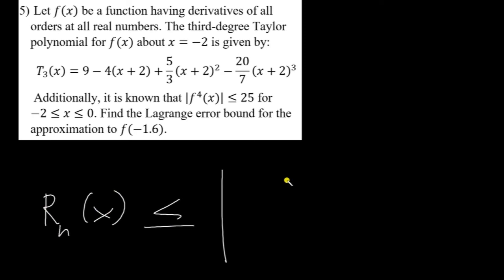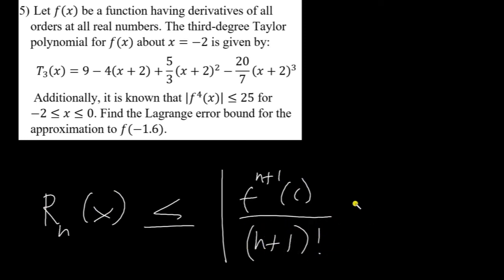So the Lagrange error bound, the formula for that is as follows. It is less than or equal to the absolute value of the n plus 1th derivative at some constant c divided by n plus 1 factorial times x minus a to the n plus 1. I'll explain all this in a second. So n is the degree of the polynomial. In this case, we have a third degree polynomial, so n equals 3.